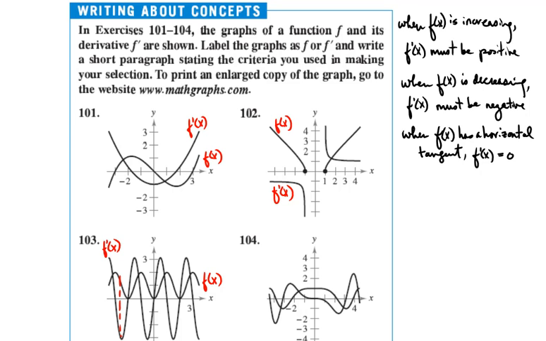Now in problem 104, I'm going to use a different strategy. And I'm looking at the curve that passes through the origin. And to the left of the origin, there are negative slopes, but the other function is positive there. So the other function has to be the original function, and the graph passing through the origin is the derivative.